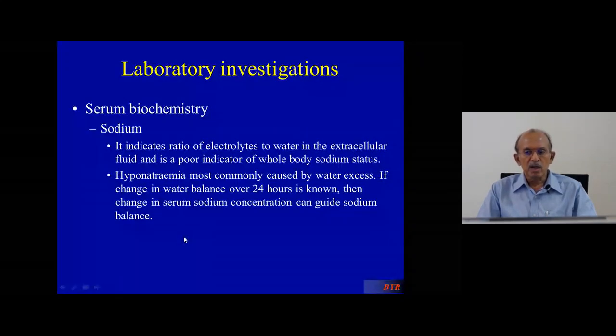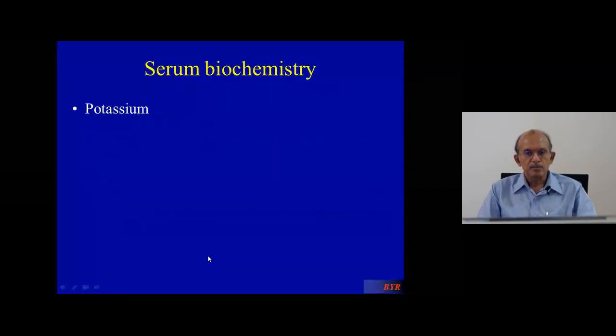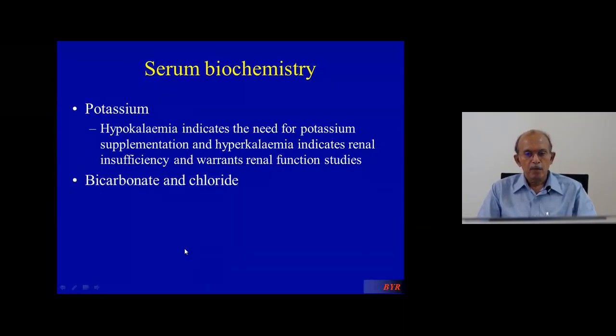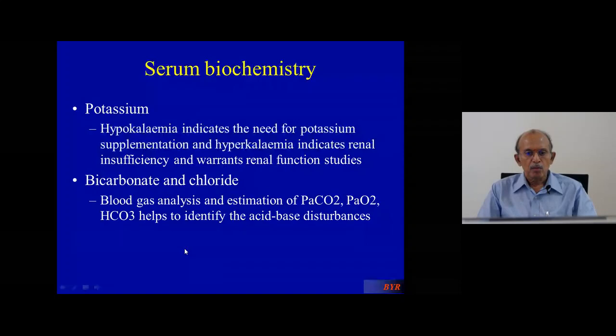Hyponatremia is most commonly caused by water excess. If the change in water balance over 24 hours is known, then the change in serum sodium concentration can guide sodium balance. Potassium: hypokalemia indicates the need for potassium supplementation, and hyperkalemia indicates renal insufficiency and warrants renal function studies. Bicarbonates and chlorides: blood gas analysis and estimation of PaCO2, PaO2, and HCO3 helps to identify the acid-base disturbance.